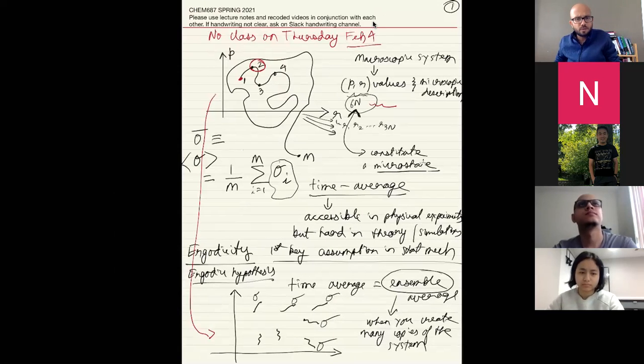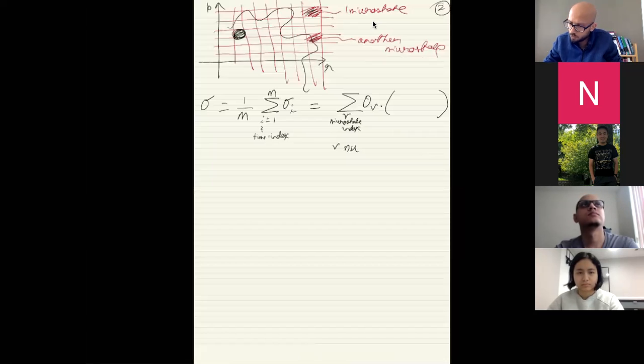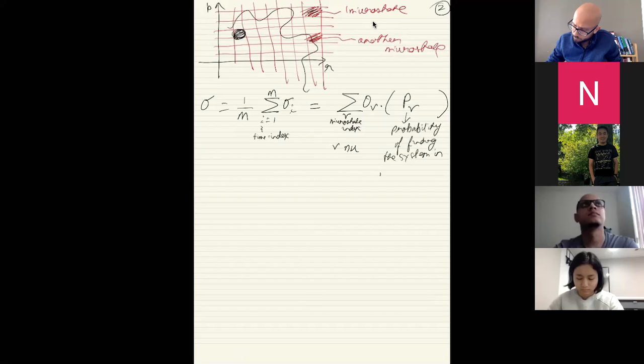When you made these copies of the system, how do you know that you should have the same number of copies everywhere? How do you know that maybe the system spends more time in this part of the landscape and less time in the right side of the landscape? You need to know that. So there is going to be a probability here, which we are going to call P nu, which is the probability of finding the system in microstate nu.